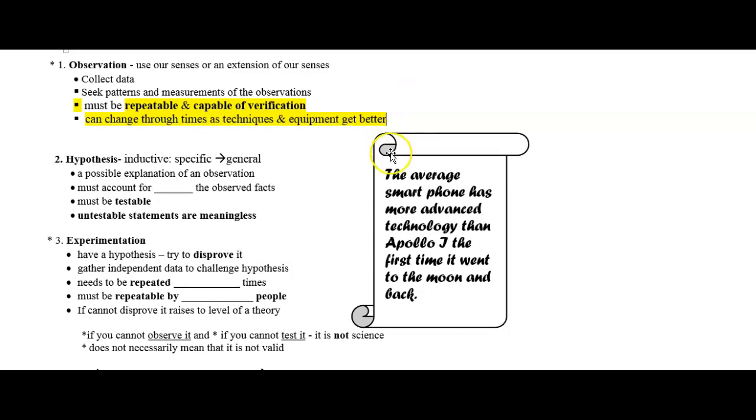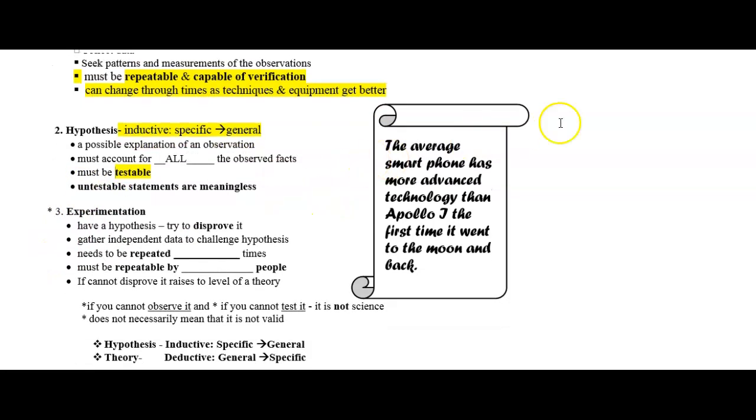Hypothesis. Make sure you know the difference between a hypothesis and a theory. A hypothesis is inductive. It goes from a specific observation. Here we have observation. Based on this specific observation, you come up with a general statement. And it must account for, what do you think that word will be? It must account for blank the observed facts. All the observed facts. And it has to be testable. If it's not testable, it's pretty useless in science.